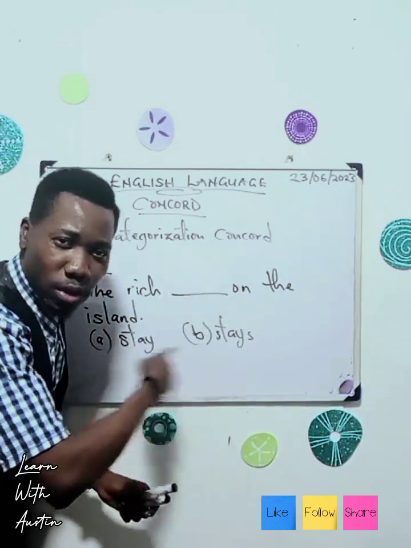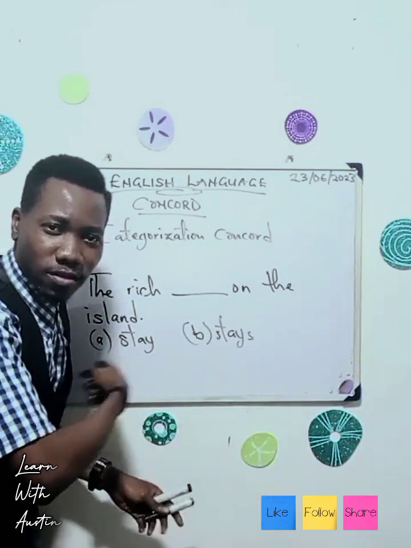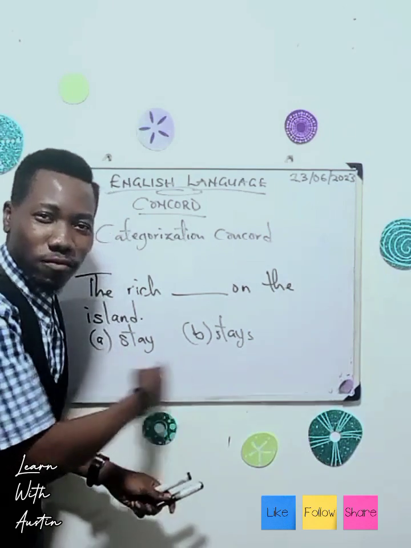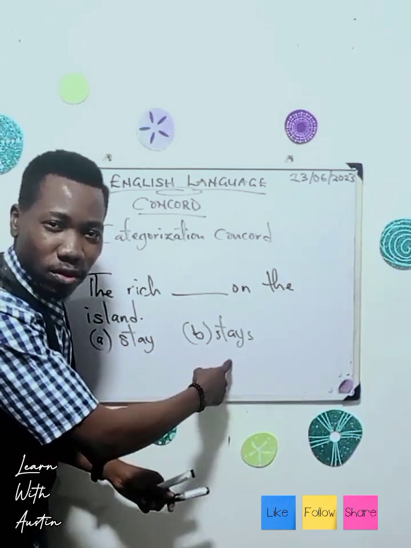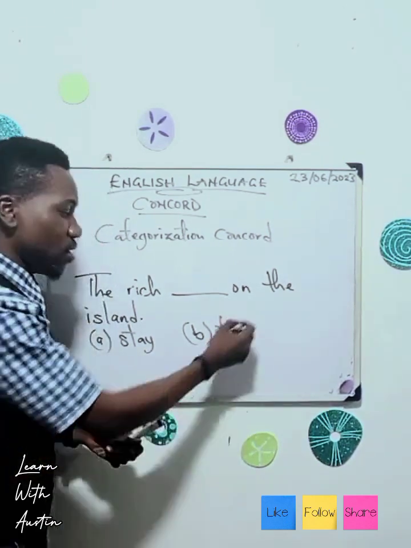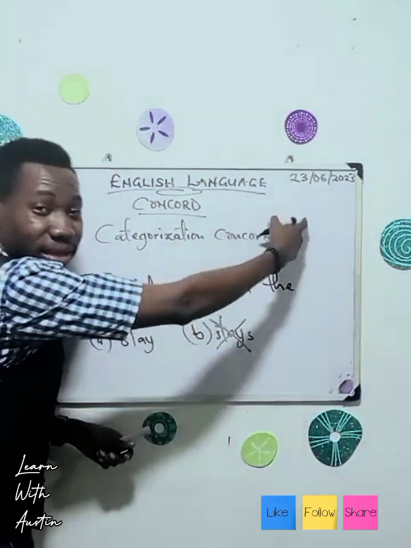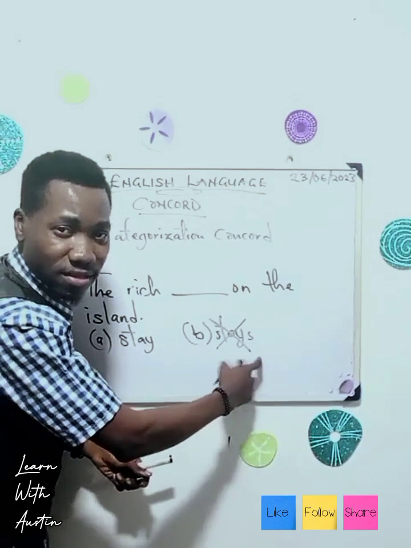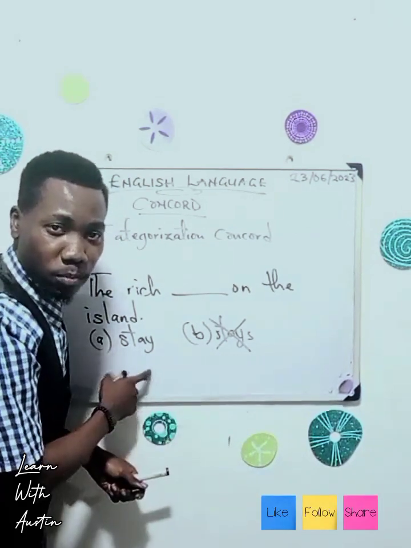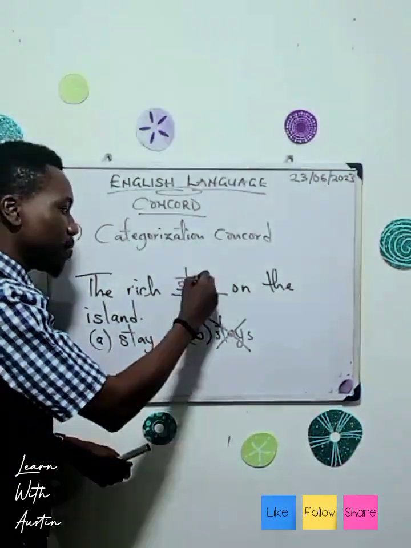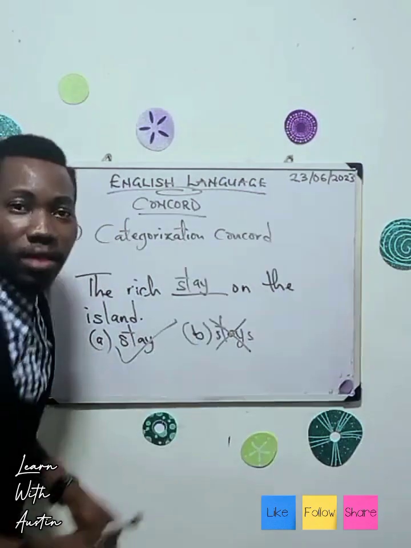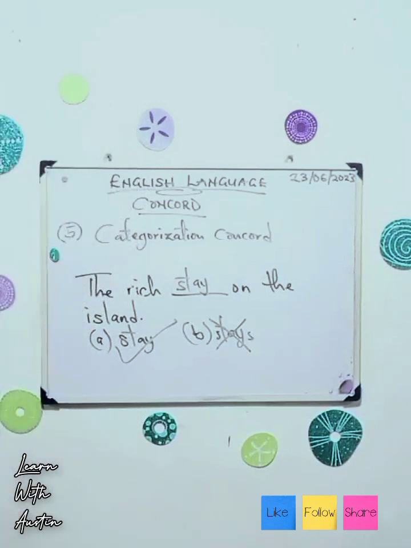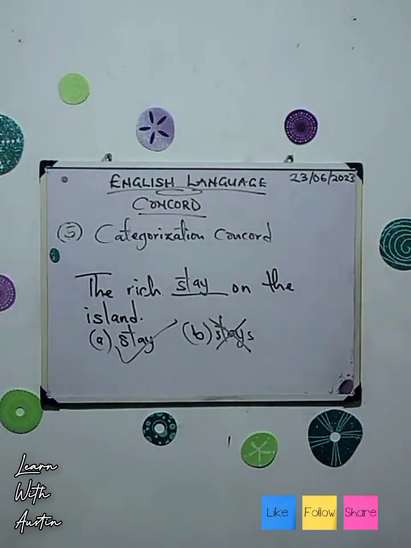So the next thing you're going to look at the option is to ask yourself, which of these is plural? Is it stay that is plural, or is it state that is plural? Which of them is plural? This? No. This? Yes. This is singular. Again, just like I said before, when you have S at the end of the verb like that, it's called singular, this one is plural. So this is the answer, stay. That's the answer, stay.